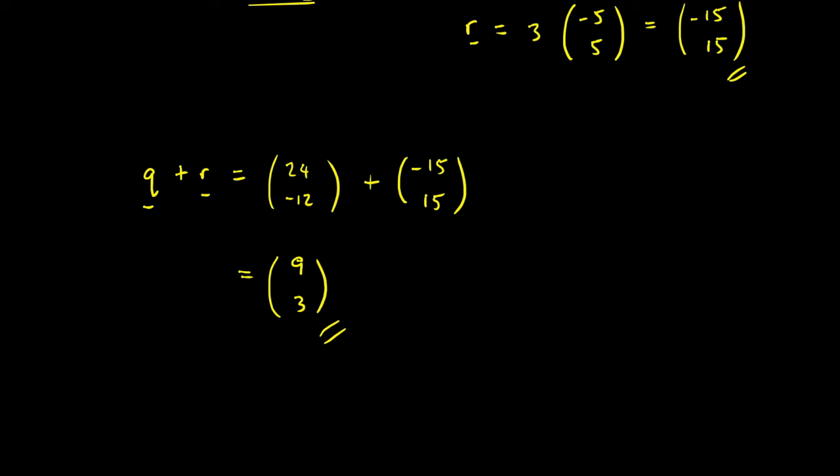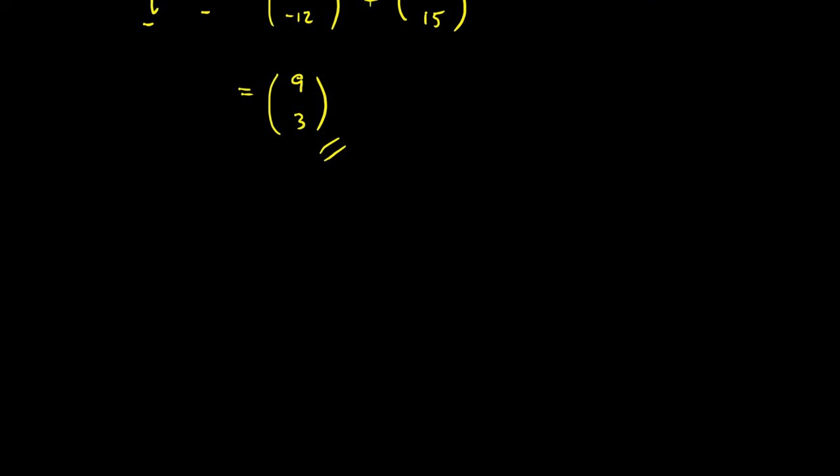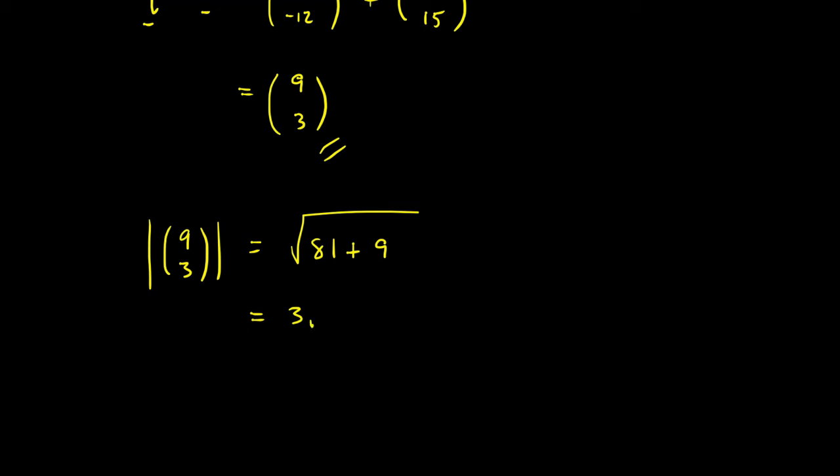Okay, and what we now want to do is find the size of that, right? So how big is that vector? The magnitude of (9, 3) is going to be equal to the square root of 9 squared, which is 81, plus 3 squared, which is 9. So we're going to have the square root of 90, which is 9 times 10. So that's going to give us 3 root 10.